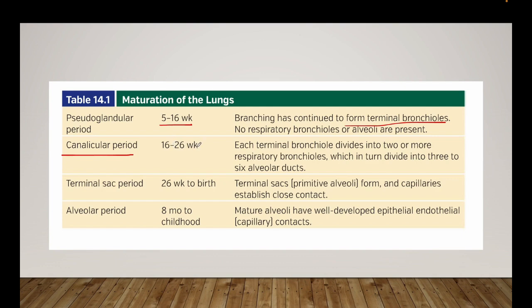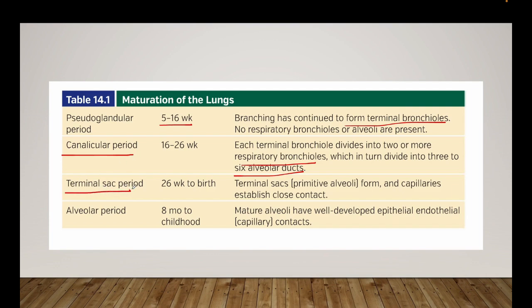In this stage we will have the development of the respiratory bronchioles and the alveolar ducts. As you notice, each terminal bronchiole divides into 2 or more respiratory bronchioles, and these will also develop into the alveolar ducts. Alveolar sacs don't develop in that period yet. And during the canalicular period, vascularization increases a lot in the lungs.